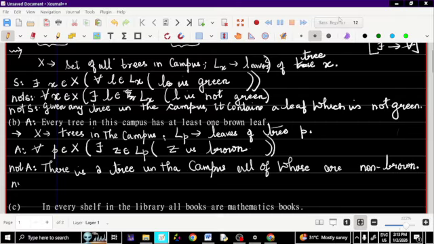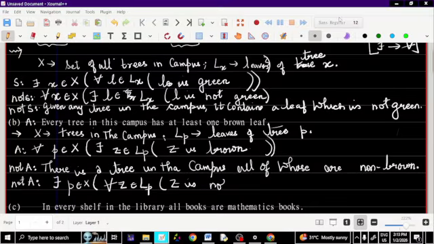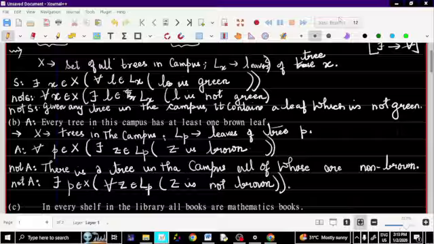So using quantifiers, now what will this be? Again, as I said earlier, you will replace there exists. So there exists T in X such that for all L in LT, L is not brown, or non-brown. This will be the negation using quantifiers. I hope it is clear.